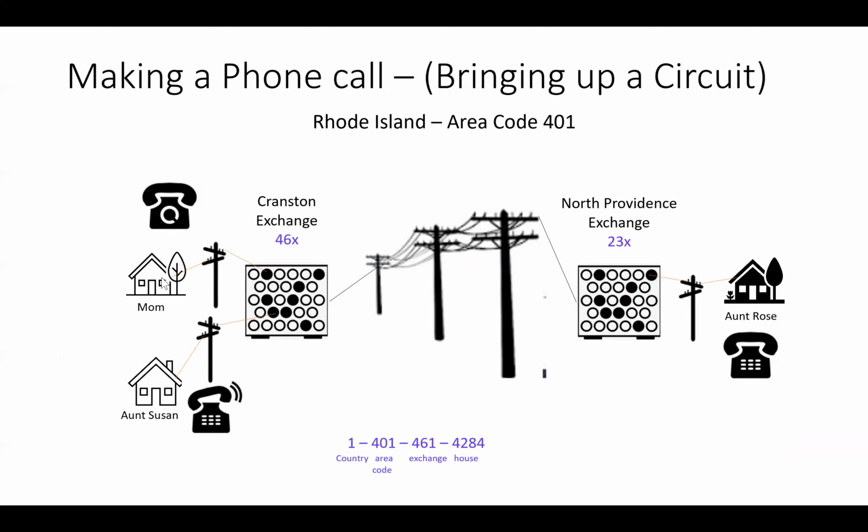In this case, we lived in Cranston, and if my mom wanted to call my Aunt Susan, her house was connected to a particular port on this computer, and my Aunt Susan's was connected to another port. So my mom would dial my Aunt Susan's number, and the two ports would get connected, and then my Aunt Susan would answer the phone, and my mom would hear her, and a circuit would be set up.